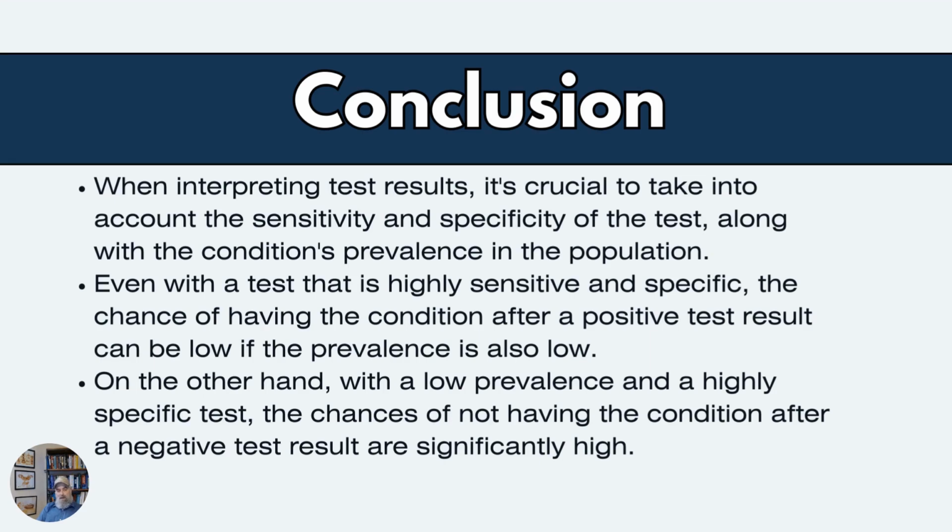Let's conclude this example. When interpreting test results, it's crucial to take into account the sensitivity and specificity of the test, along with the condition's prevalence in the population. We've seen that because the condition's prevalence is low, like 0.01, even if the test is highly sensitive and specific, the chance of having the condition after a positive test result can be low if the prevalence is also low. On the other hand, with a low prevalence and a highly specific test, the chances of not having the condition after a negative test result are significantly high.